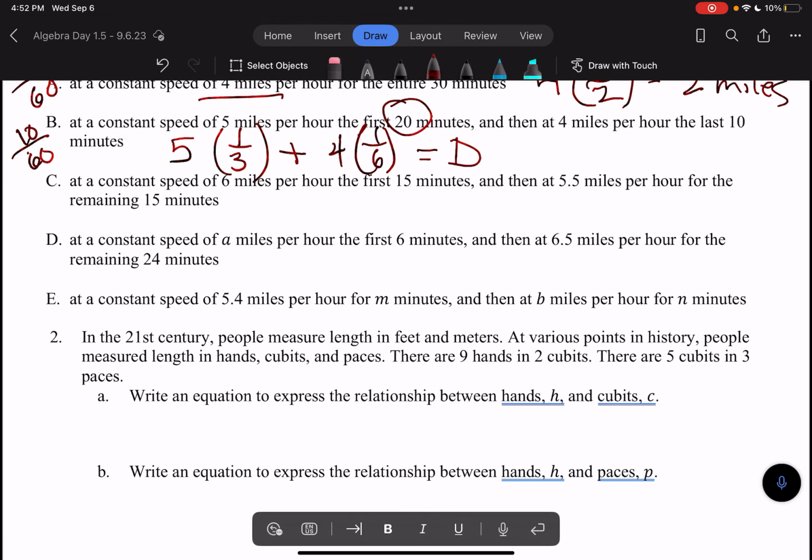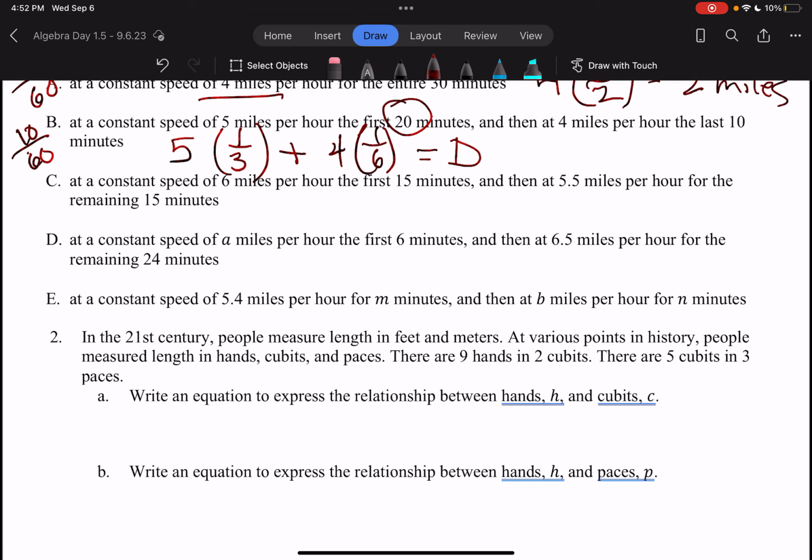C, at a constant speed of 6 miles per hour, the first 15 minutes, so 6 miles, the first 15 minutes, so that's 15 out of 60. You should know that that's a quarter of an hour, plus 5.5 miles per hour for the remaining 15 minutes, so that's another quarter of an hour, equals our distance.